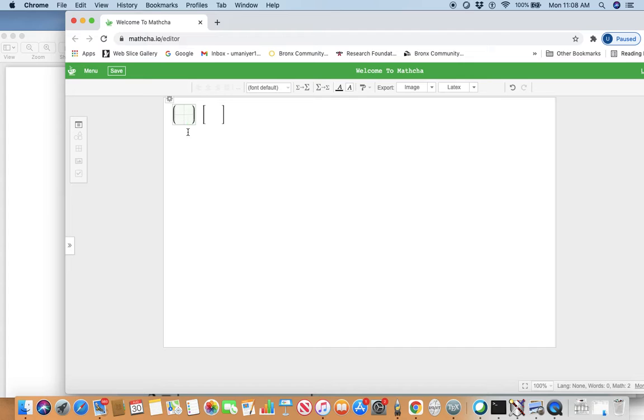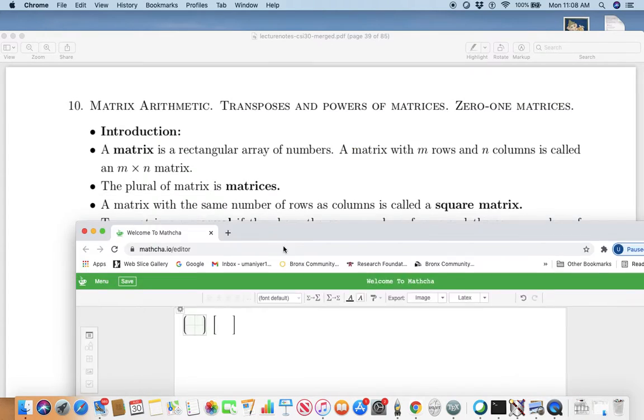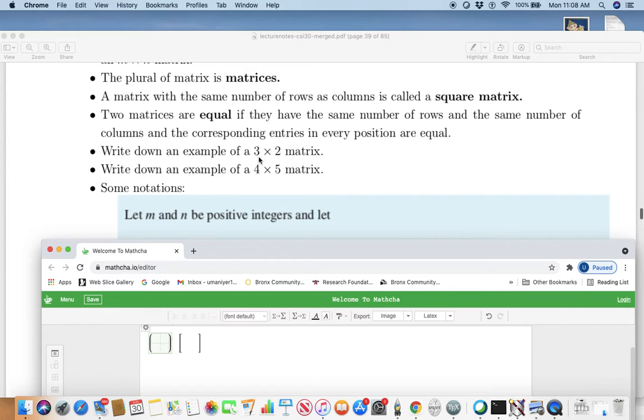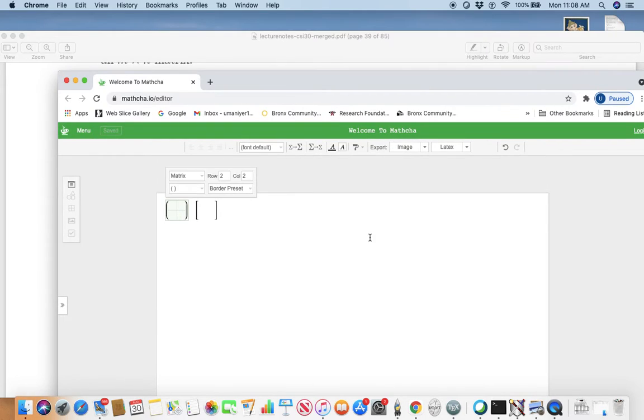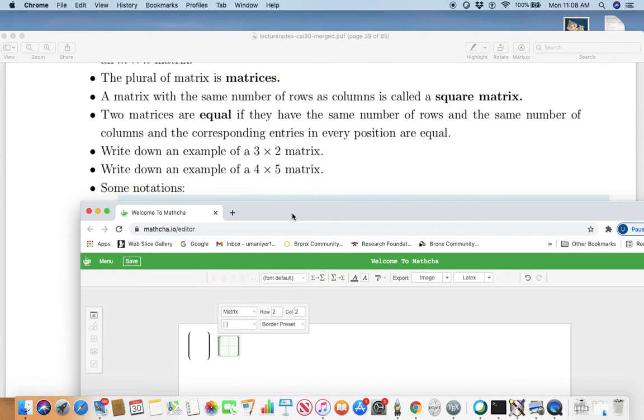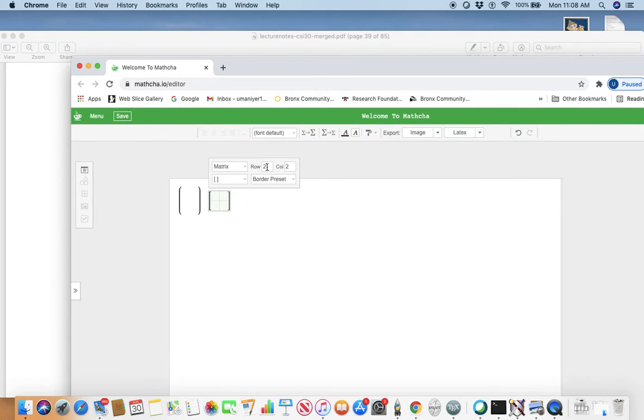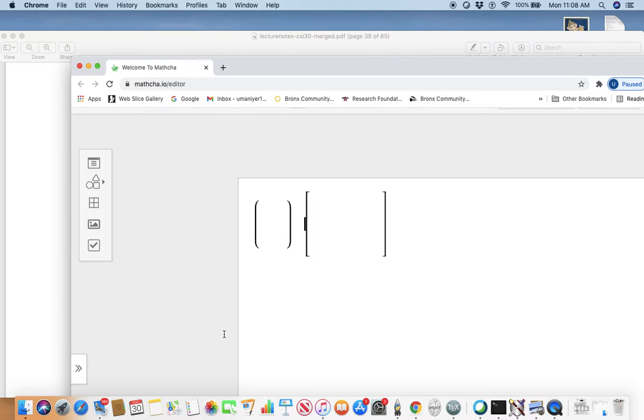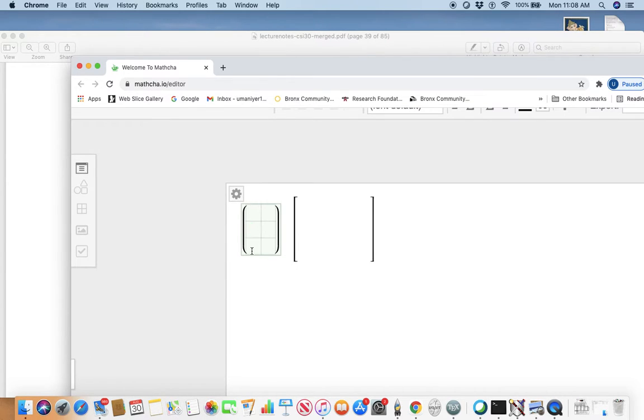Okay. Let's look at this matrix. The example required here is a 3 by 2 matrix. So I need 3 rows and 2 columns. The next matrix example they want is a 4 by 5 matrix. So I need 4 rows and 5 columns. So what does that mean? I have here 3 rows and 2 columns. Okay, let's zoom in. 3 rows and 2 columns.